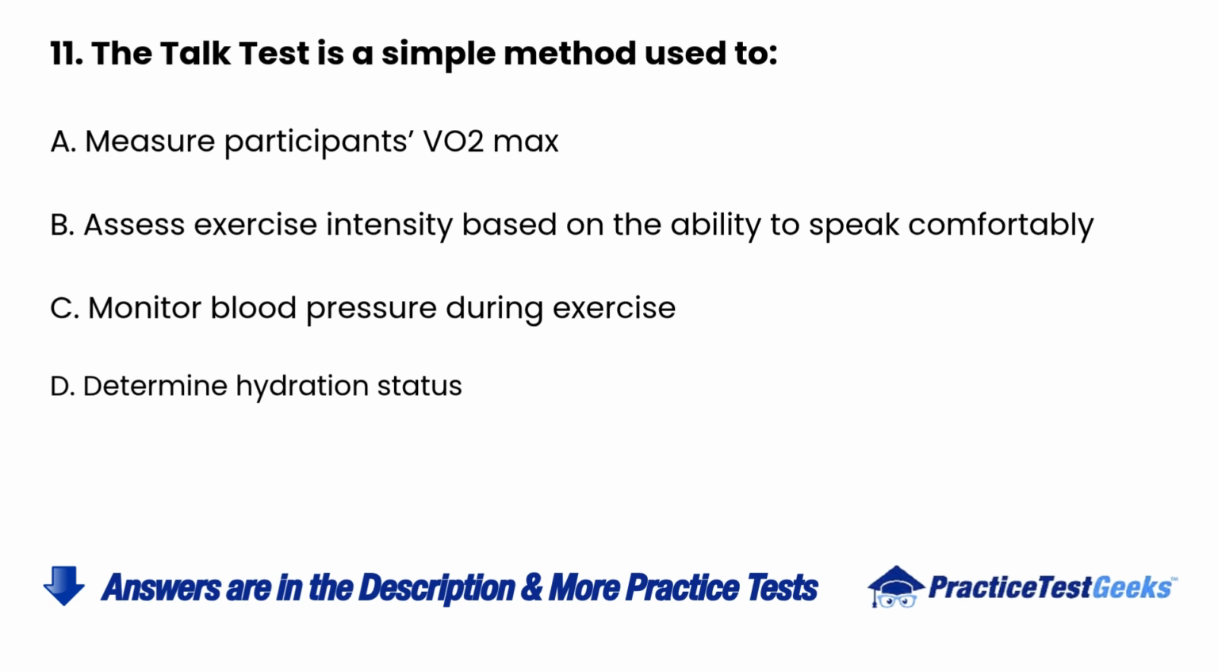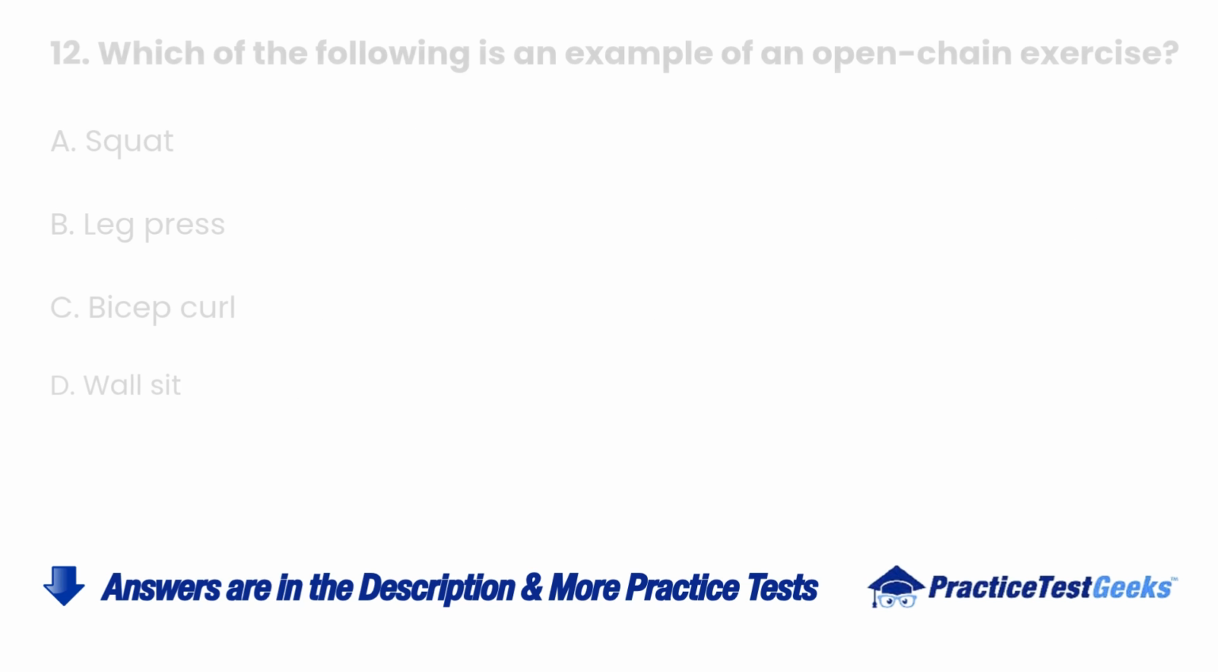11. The talk test is a simple method used to: A. Measure participants' VO2 max. B. Assess exercise intensity based on the ability to speak comfortably. C. Monitor blood pressure during exercise. D. Determine hydration status.